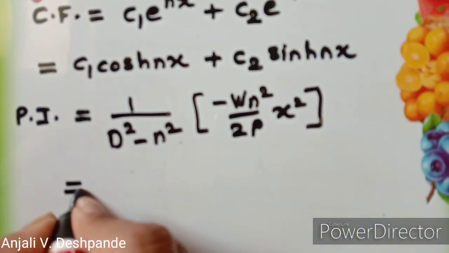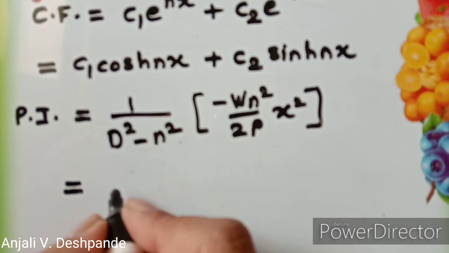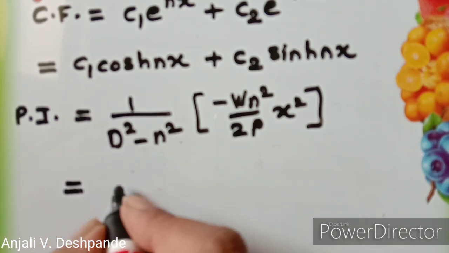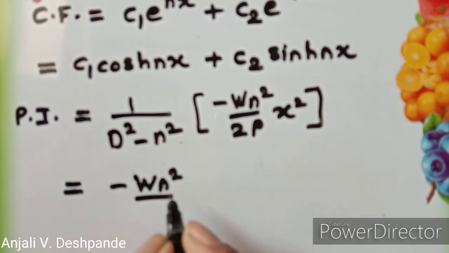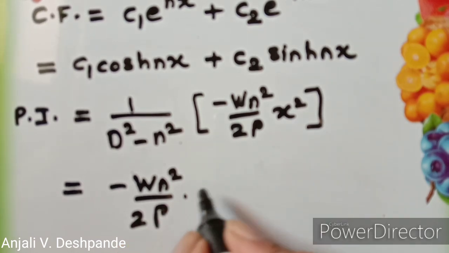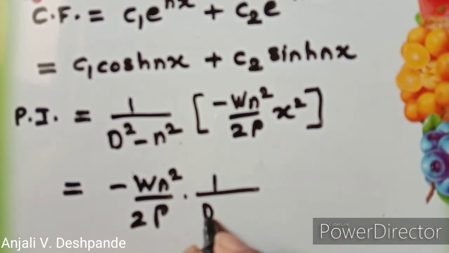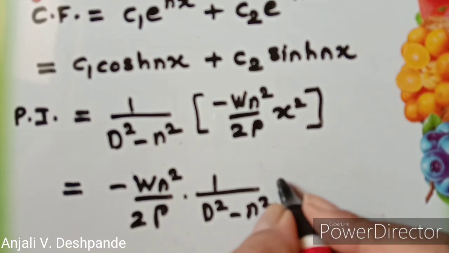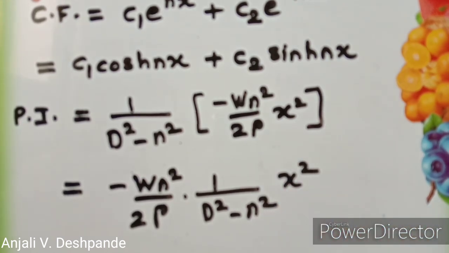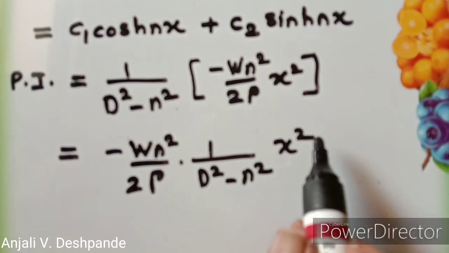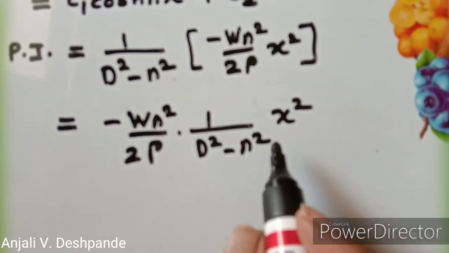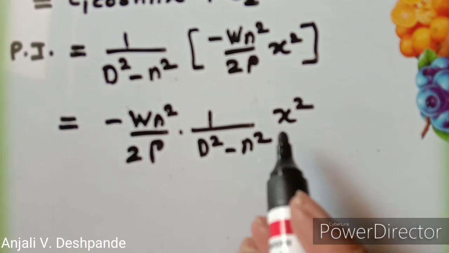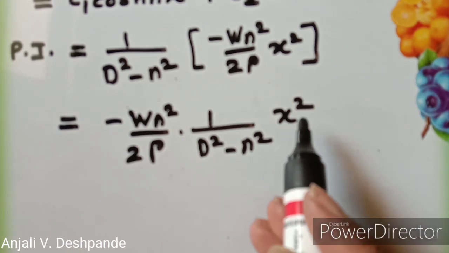So we will write this as minus w n square divided by 2p, 1 upon d square minus n square, operating on x square. So now we are using the case for finding out the PI for x raised to m. So again you have to go back to the videos which were posted earlier on the channel, and you just see there the case for x raised to m.